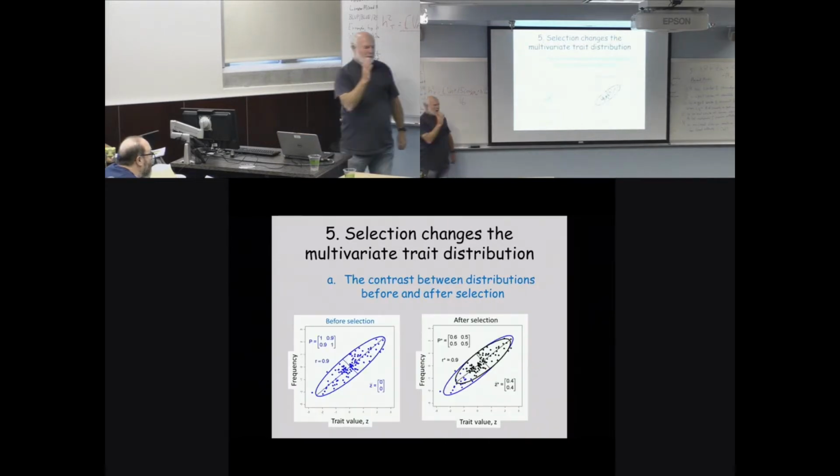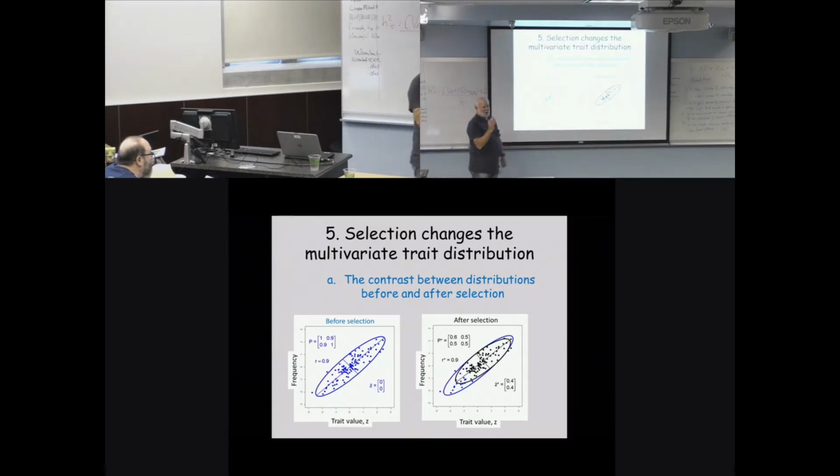Okay, point 5. Now we're going multivariate. Now we're going to talk about our two coefficients, beta and gamma. We have half an hour to do that. Maybe we can do it in less than half an hour. Okay, so now we're multivariate.